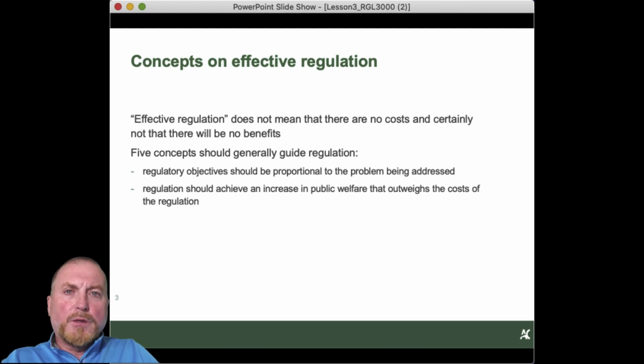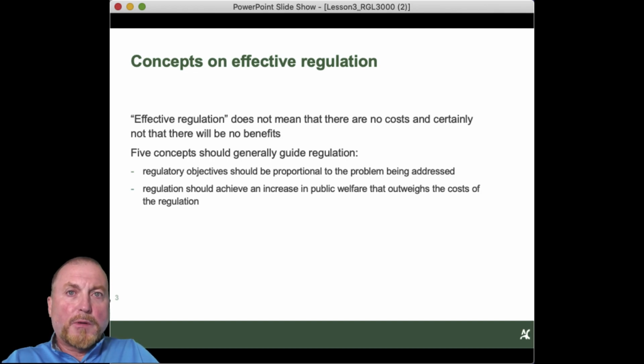But you need to understand the scope of impacts that a regulation can have, because all regulations will impose costs and will result in benefits, but how we define those helps us to determine whether the benefits will overcome or exceed the costs of a regulation. Five concepts generally guide regulation with respect to costs and benefits.